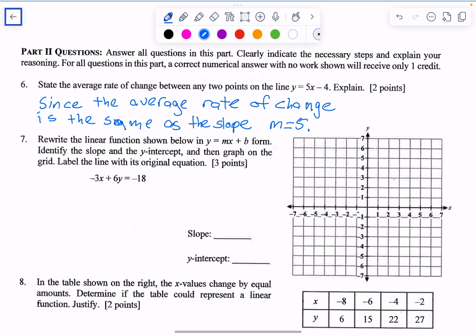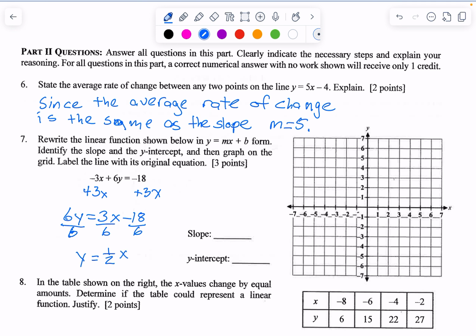Okay? All right, this one we have to put in y equals mx plus b form, right? It tells us right here. Plus 3x plus 3x. So I get 6y is equal to 3x minus 18. Then we divide by 6, divide by 6, divide by 6. Y is equal to 1/2 x, and 18 divided by 6 is 3. So my slope is 1/2, and my y-intercept is -3.